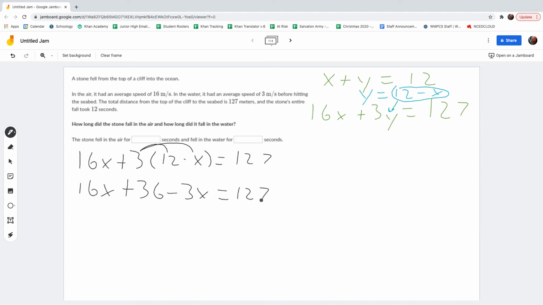We're going to take these terms that are alike and combine them. So we are going to combine like terms 16x and the minus 3x. And what we get is 13x plus 36 equals 127. Our next job is to subtract 36 from both sides. When we do, we get that 127 minus 36 is 91. So I get 13x is equal to 91. And last, I divide by 13 on both sides.